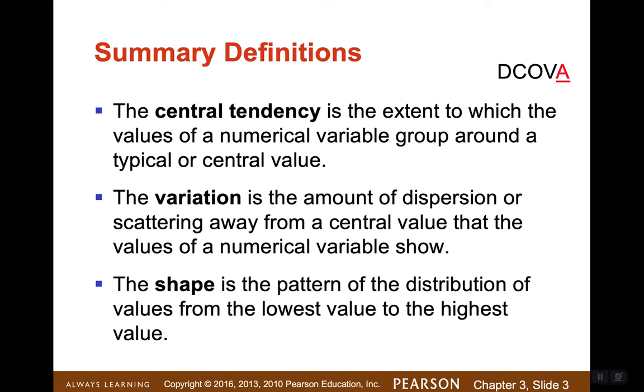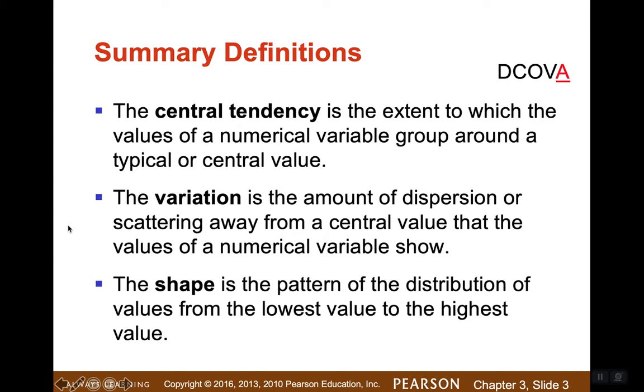First is what we call central tendency. Central tendency is the description of the extent to which the values of a numeric variable group cluster around some type of central value. So the idea is that there's going to be a central point, and then your variations off of it. The central tendency is the extent to which numerical values cluster around a central value.